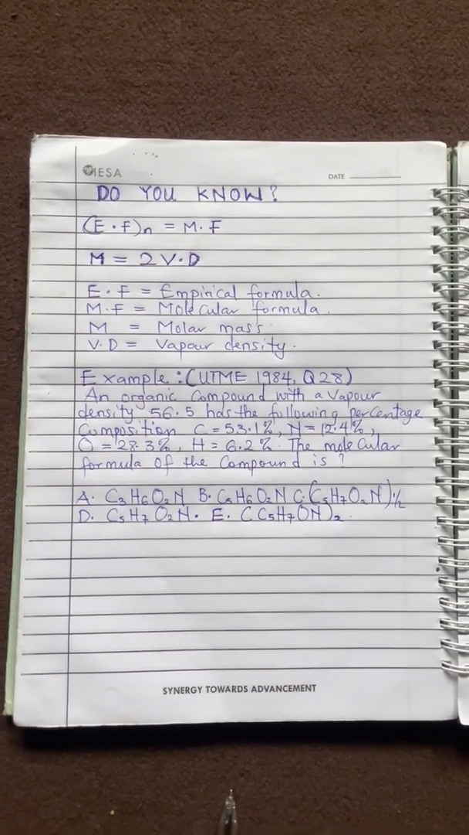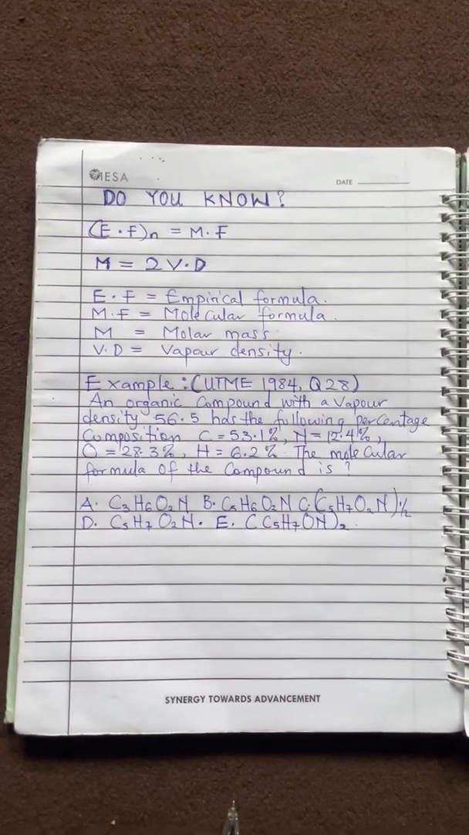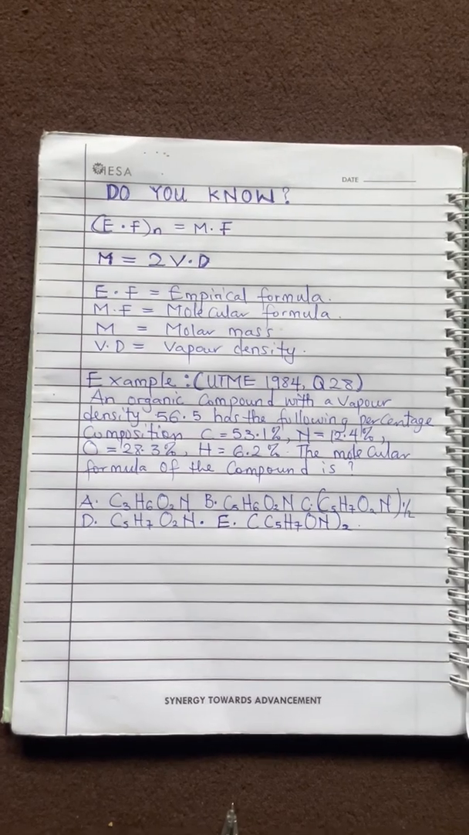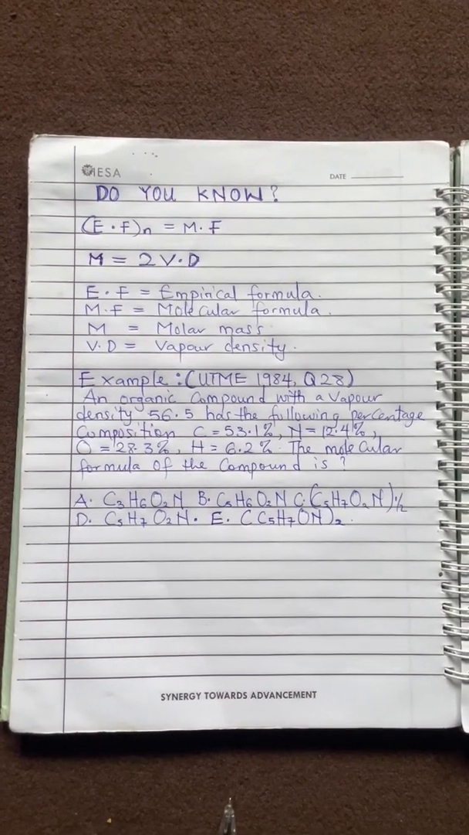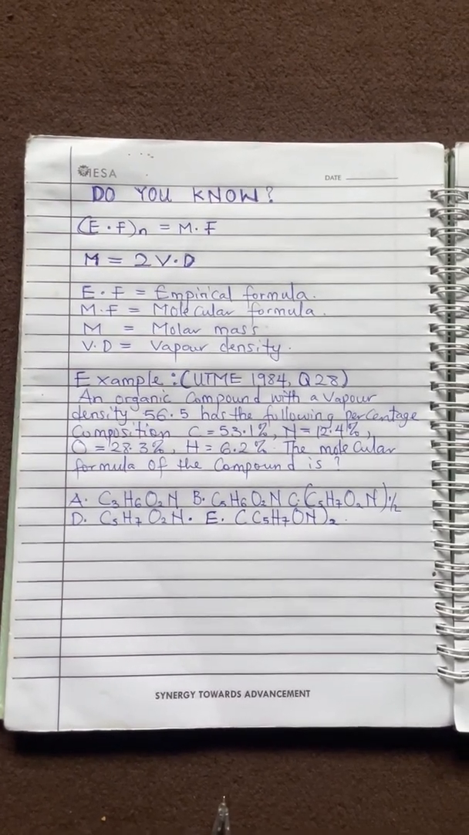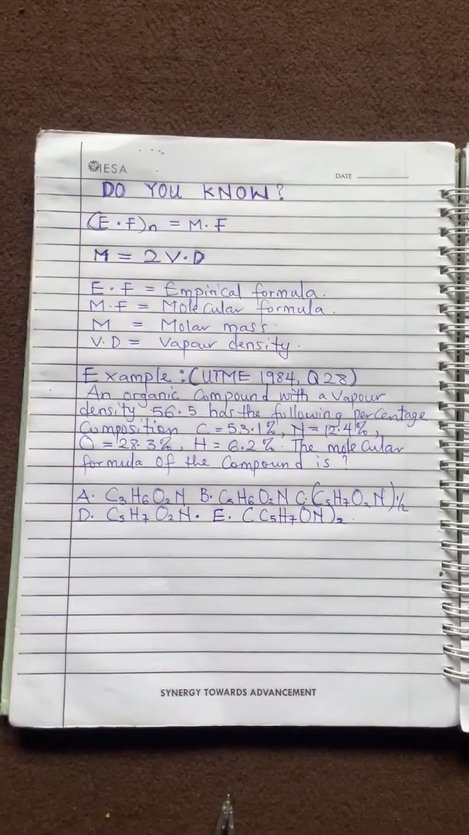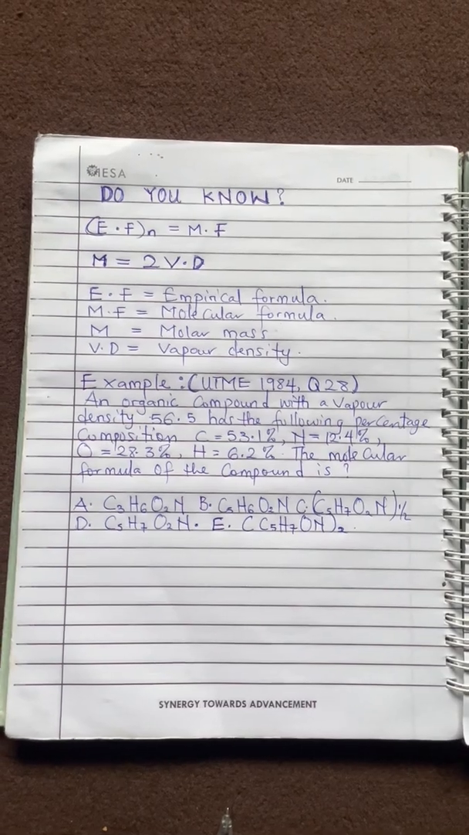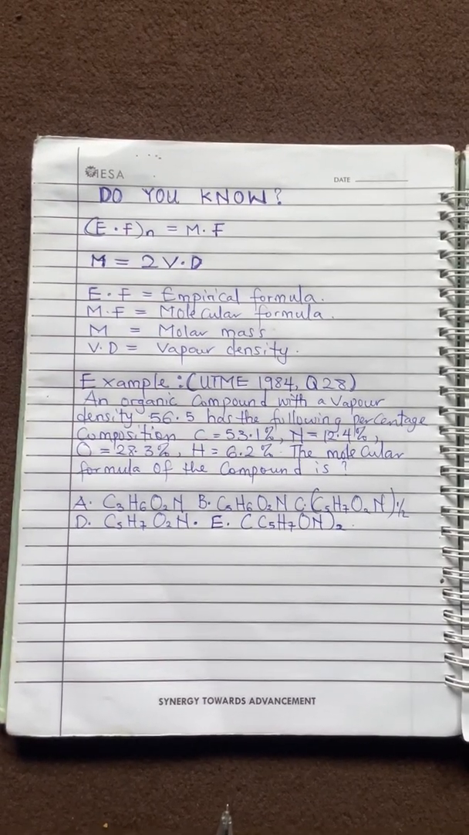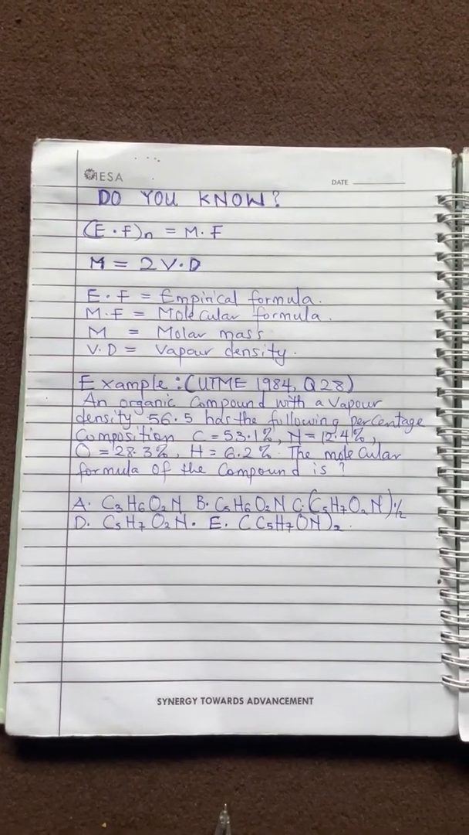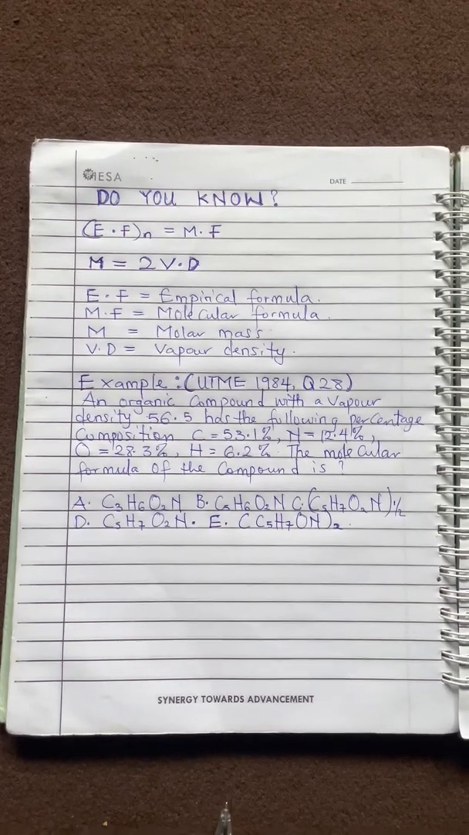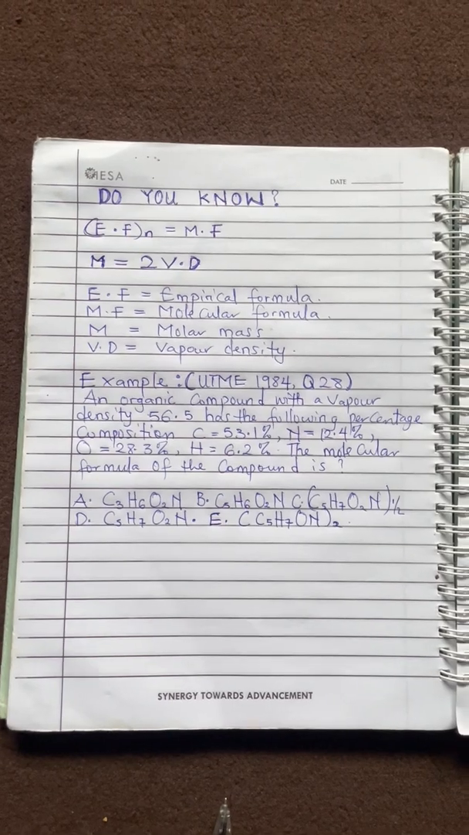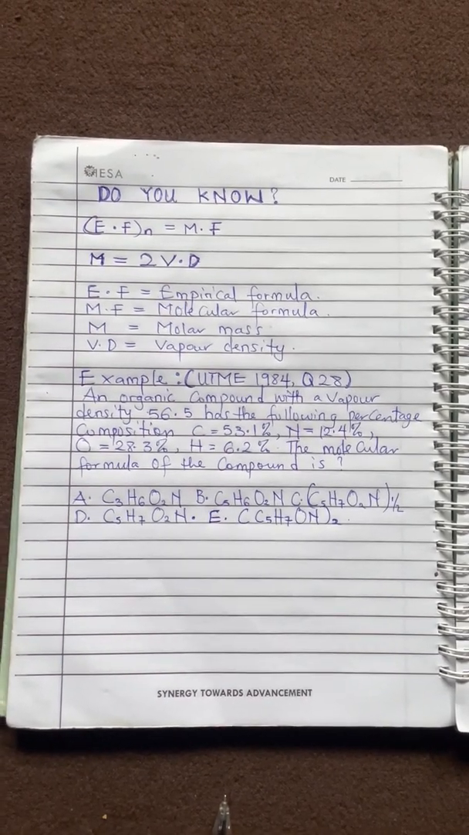So let's check an example. UTME 1984 question 28. An organic compound with a vapor density of 56.5 has the following percentage compositions: C is 53.1%, N is 12.4%, O is 28.3%, and H is 6.2%. What is the molecular mass or molecular formula of that compound?